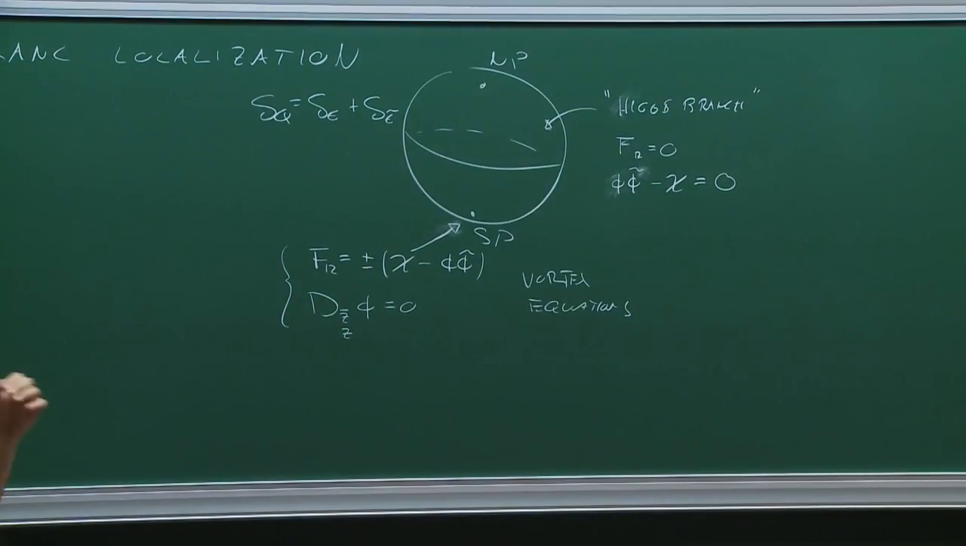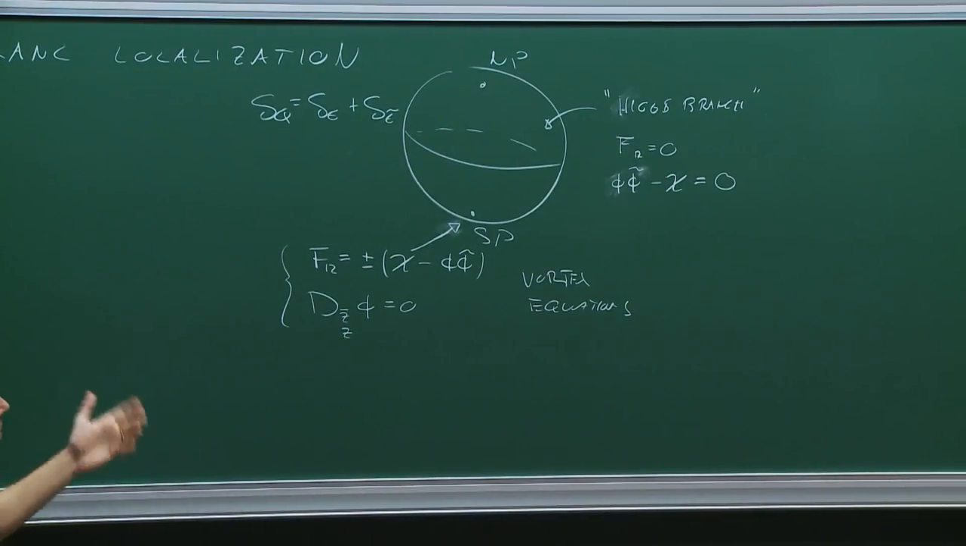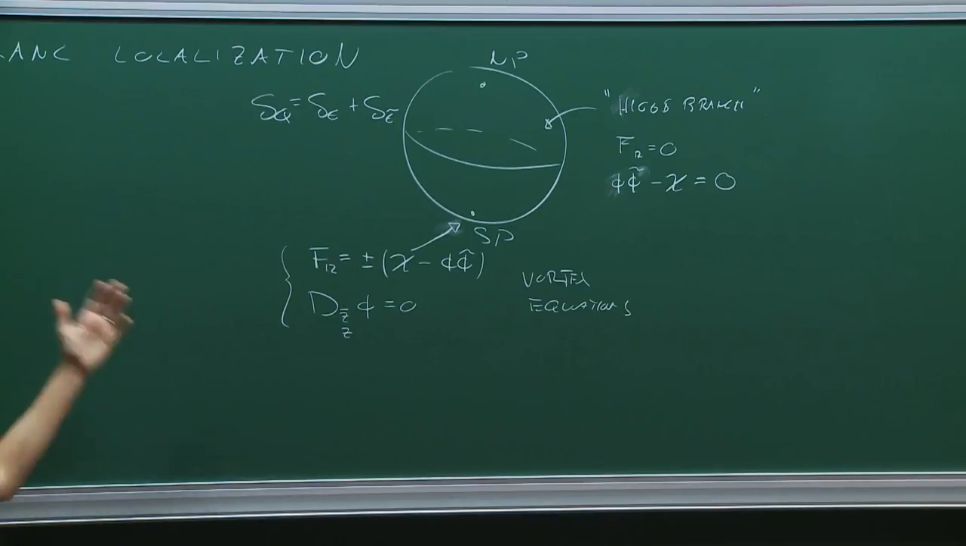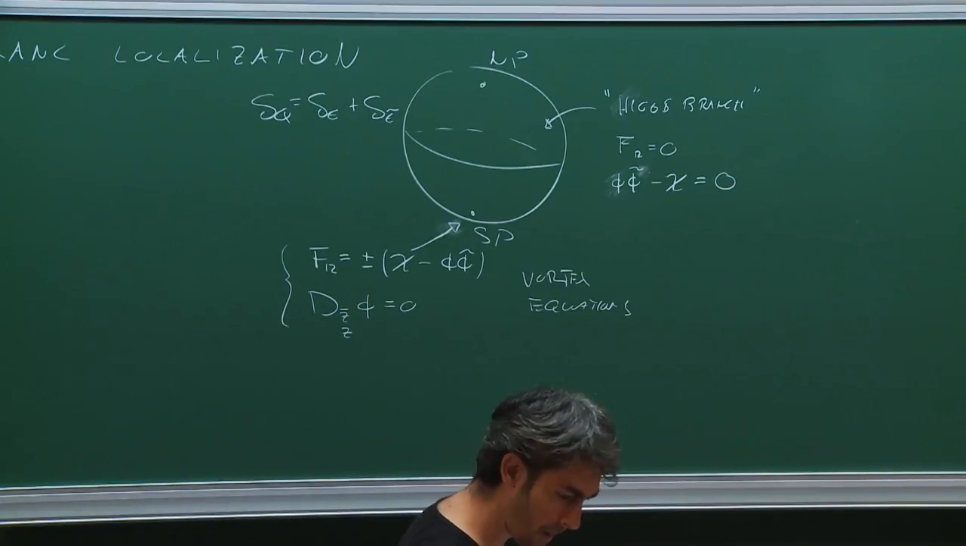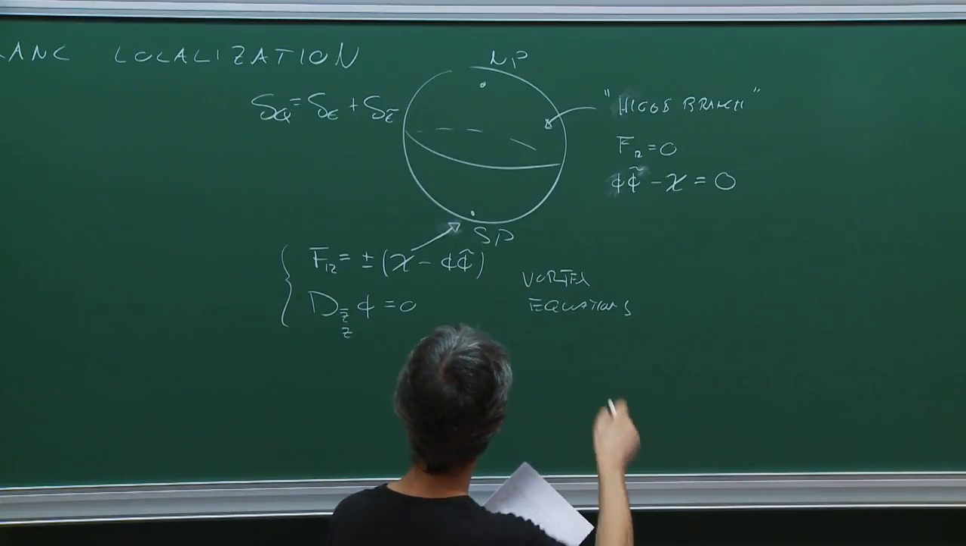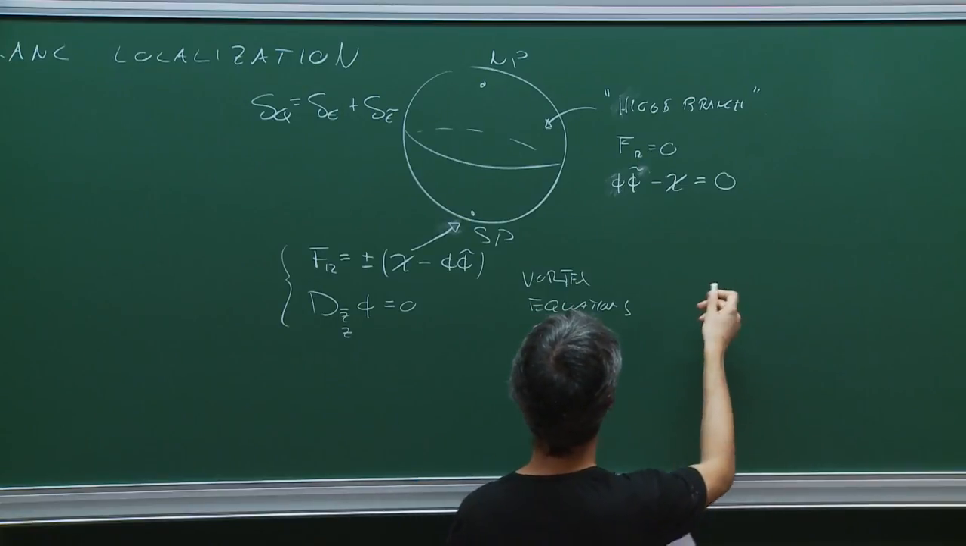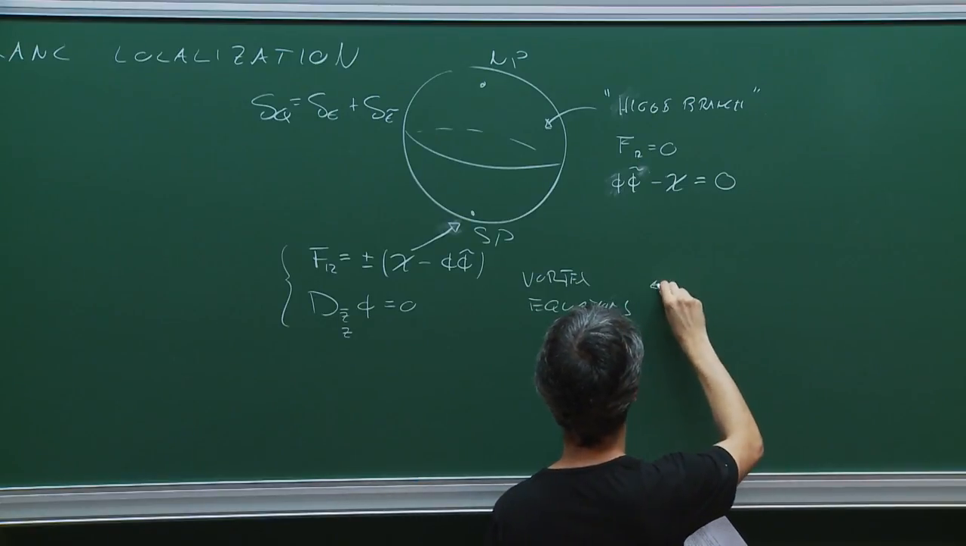But apart from that, the story is always the same. We have to evaluate the classical action, we have to evaluate one-loop determinants, and then we have to sum or integrate. And this is interesting because vortices are essentially the instantons in two dimensions.